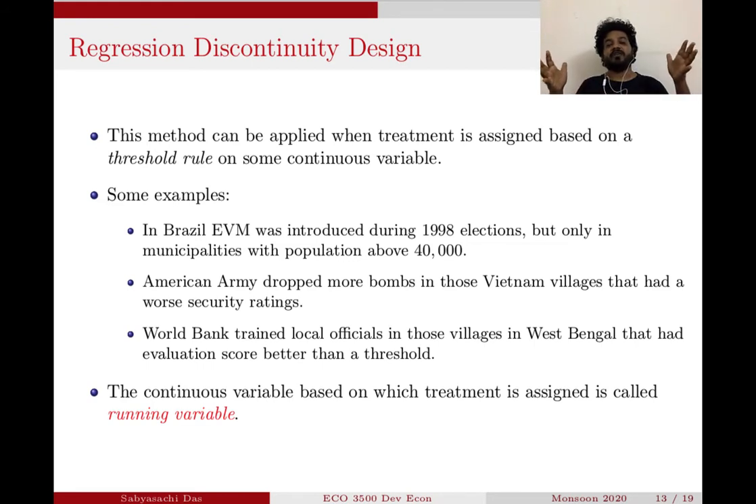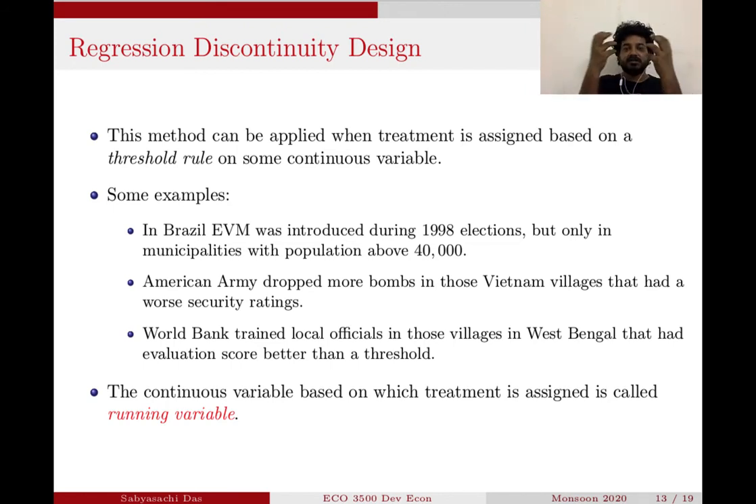There are now several papers that use various kinds of contexts where this rule can be applied. It looks like it can only apply in very specialized contexts. That's true. But a lot of treatment assignments that we as researchers are interested in seem to use various kinds of treatment rules. There are a couple of examples mentioned here. For example, during the Vietnam War, the American army dropped bombs on Vietnamese villages using some kind of discrete threshold rule. The US Army used to collect data about the extent to which Vietnamese villages were worse or better in terms of security. And they used these security scores to create discrete categories.